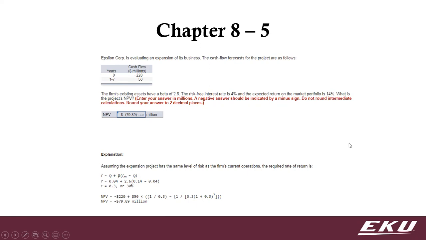So if you ever wonder why raising interest rates, which is the risk-free rate, when the Fed does that, how does that slow down the economy? Well, that's what happens. This goes up, the required market returns go up, and projects that look good suddenly don't look good anymore.